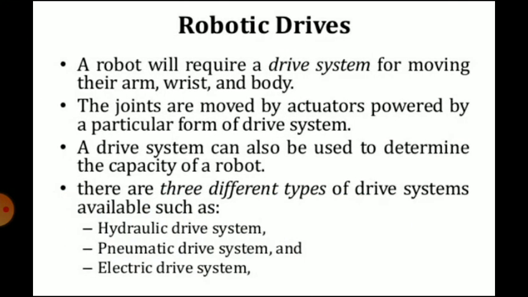A robot will require a drive system for moving its arm, wrist, and body. The joints are moved by actuators powered by a particular form of drive system. A drive system can also be used to determine the capacity of a robot.